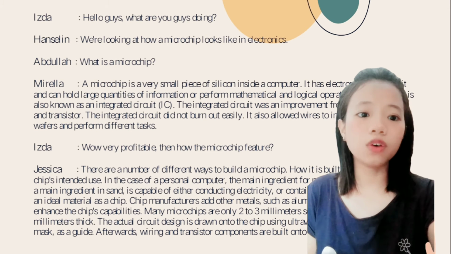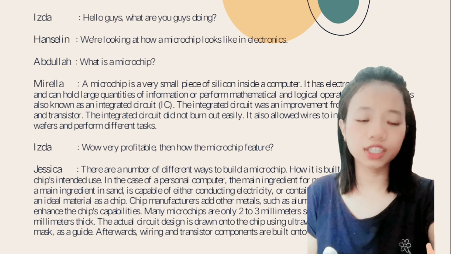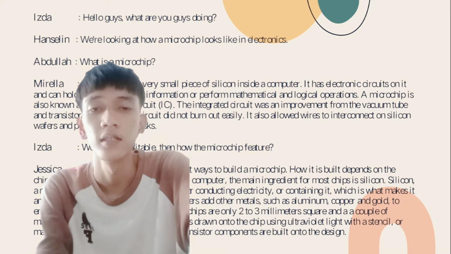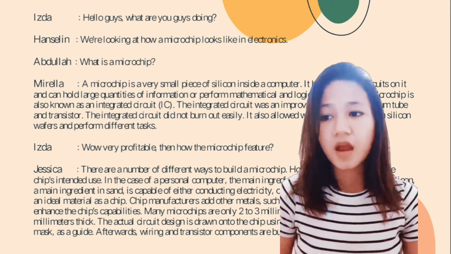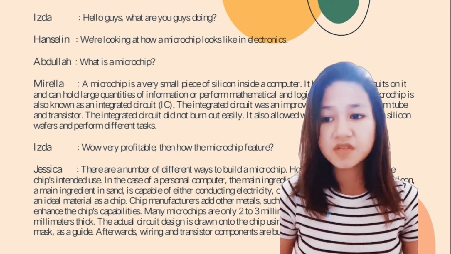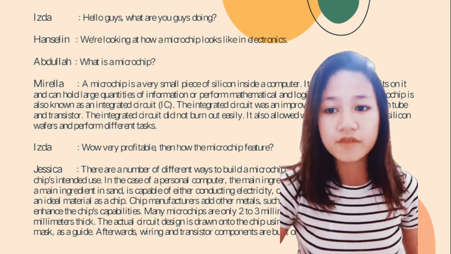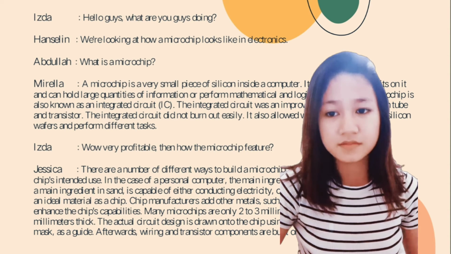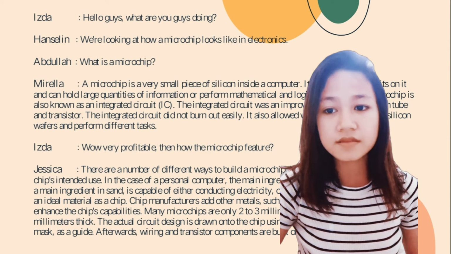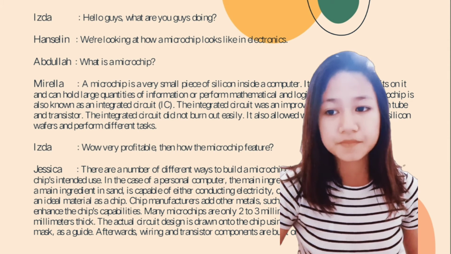Hello guys, what are you doing? We're looking at how a microchip looks in electronics. What is a microchip? A microchip is a very small piece of silicon inside a computer. Its electronic circuit can hold large quantities of information or perform mathematical and logical operations. A microchip is also known as an integrated circuit (IC).